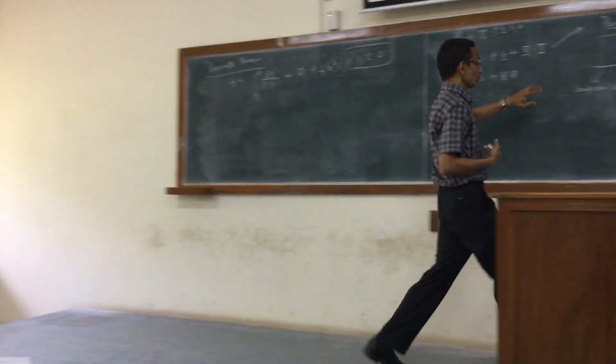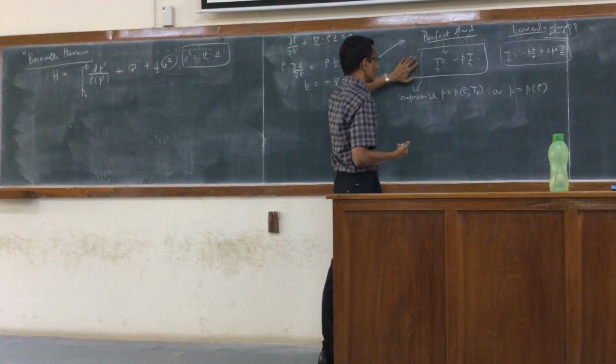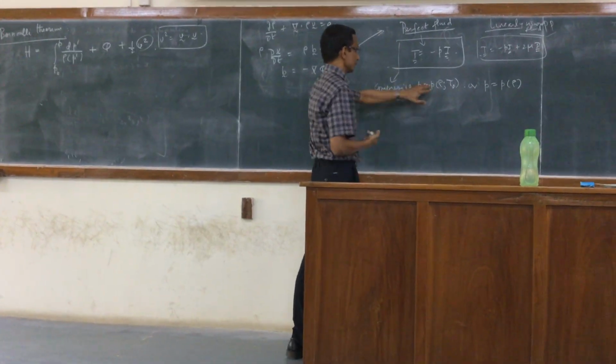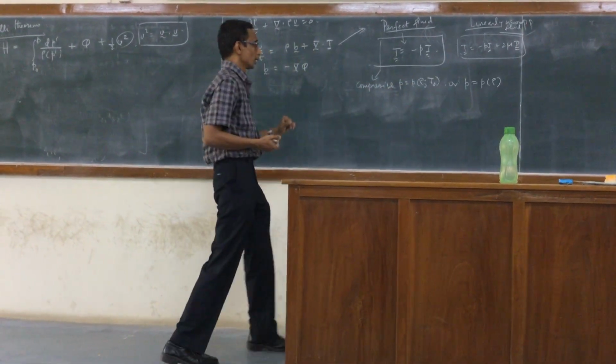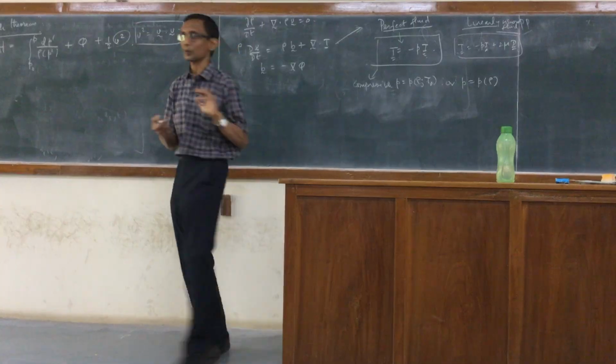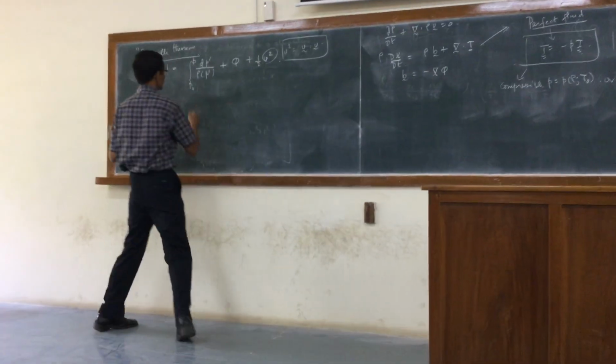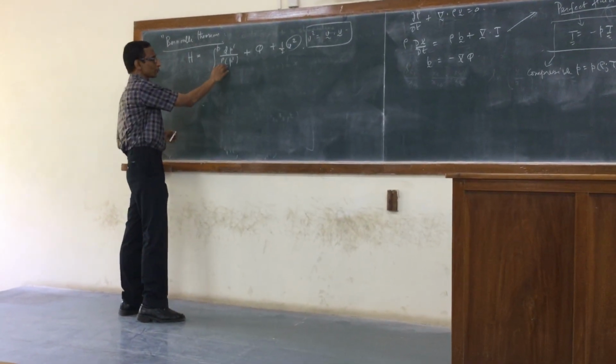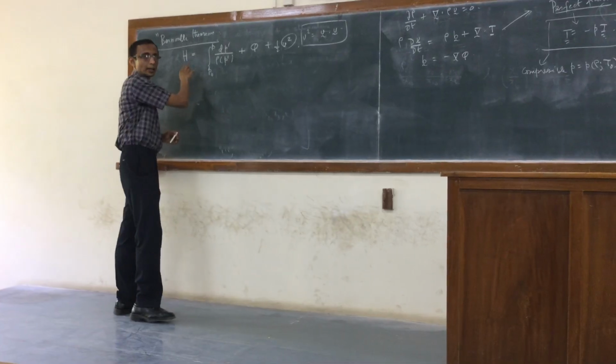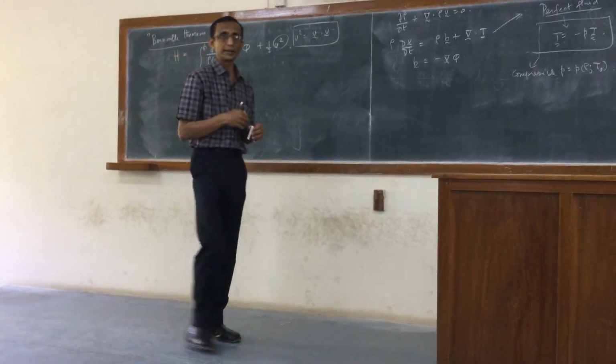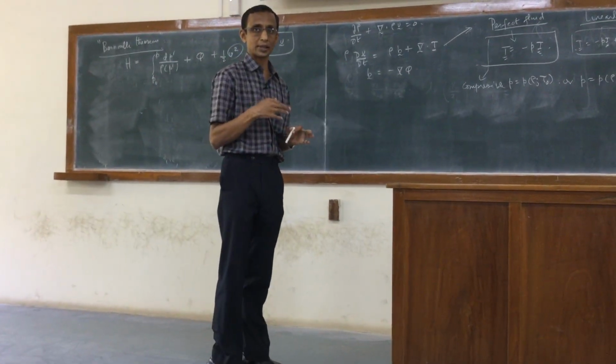So what I am now considering is a special case of perfect fluid. Here we consider the case of the compressible fluid. Whenever we consider the compressible fluid, this is what we have to deal with. If the fluid is incompressible, then rho can be taken out of the integral. We come to that as a special case.